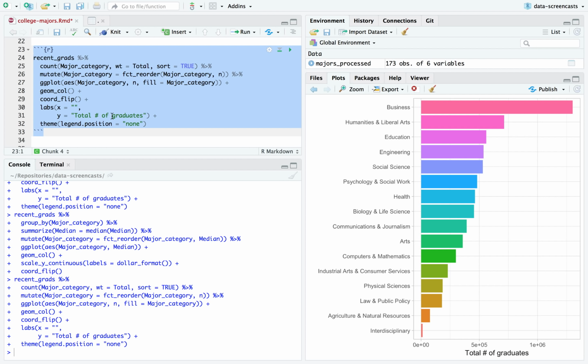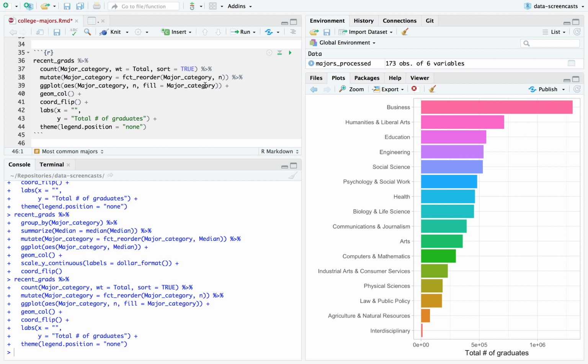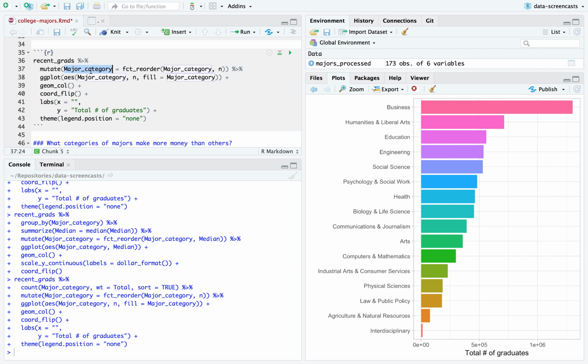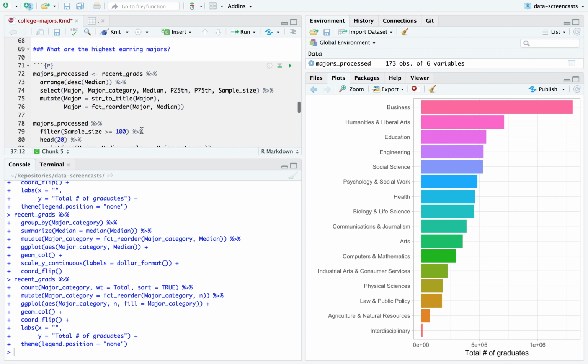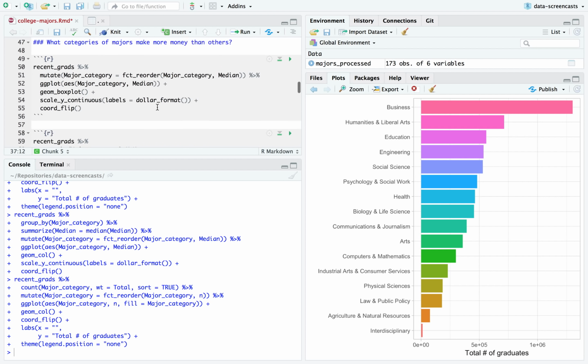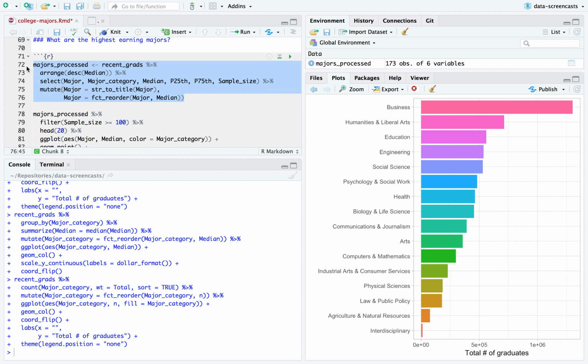If I wanted, I could also plot the most common majors. I'm keeping this because you generate a lot of bar plots early when you're understanding an analysis, because you want to look at every number, or in this case, every category. So here, instead of count, I'm going to arrange in descending order of most common majors. This is actually more similar to this later step of processing.